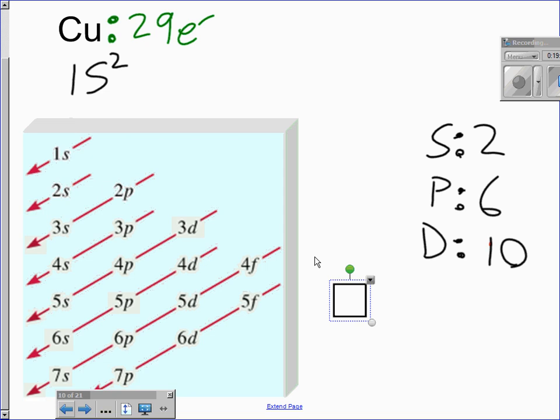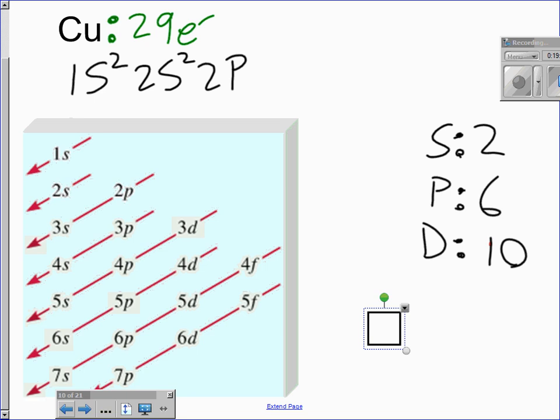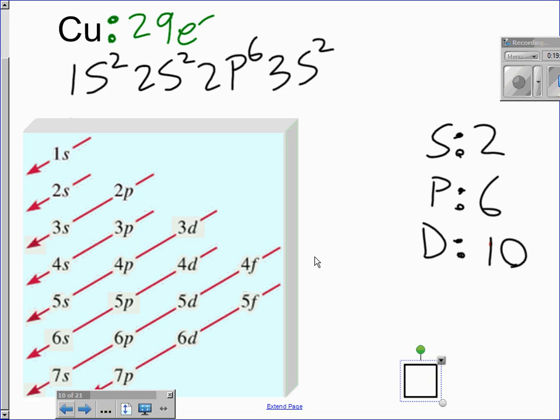After 1s, then we go to 2s. So we'll put a 2s right there. 2s2. After 2s comes 2p. So we'll write a 2p. 2p. We can fit 6 in it. That's 10 so far. We have a long way to go. Let's keep going. After 2p comes 3s. We'll put a 3s right there. 3s2. After 3s comes 3p. We jump to this arrow. So we're going to do a 3p. That's 6 in that one as well.